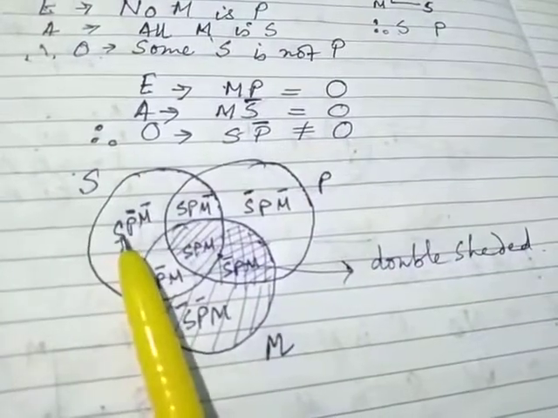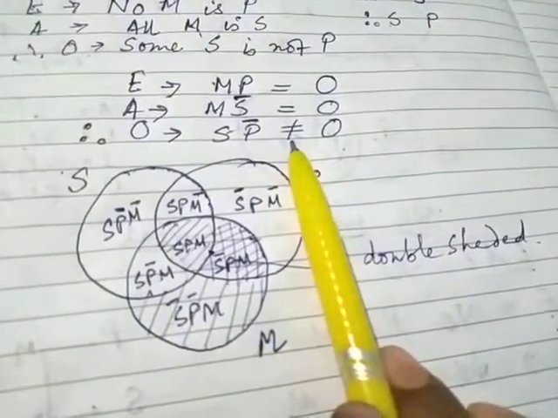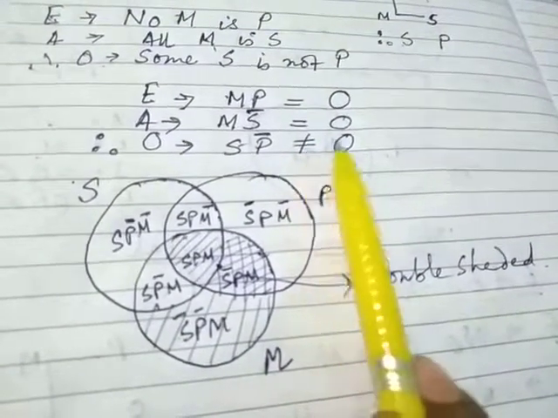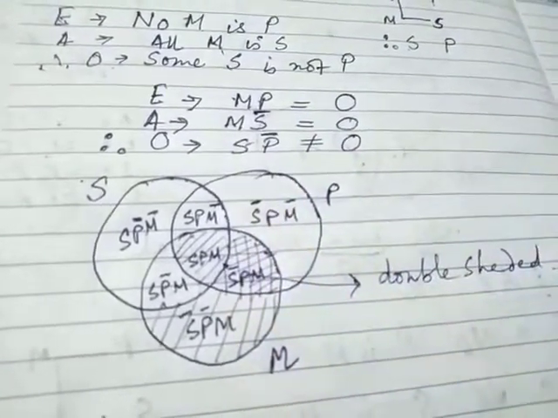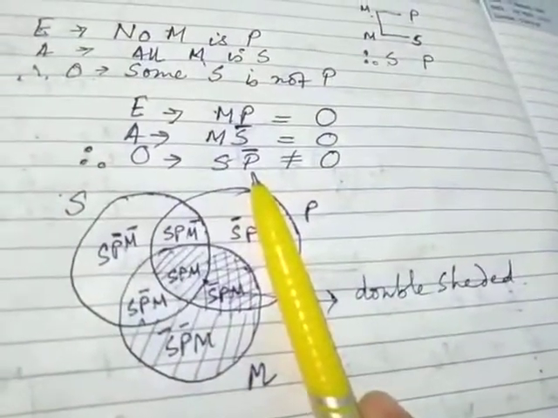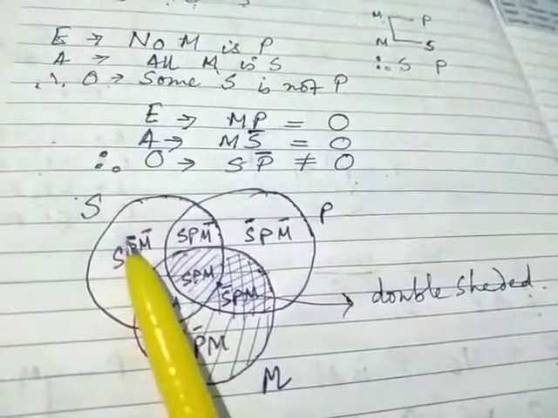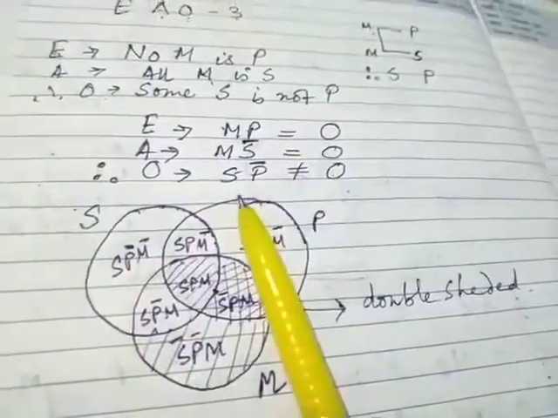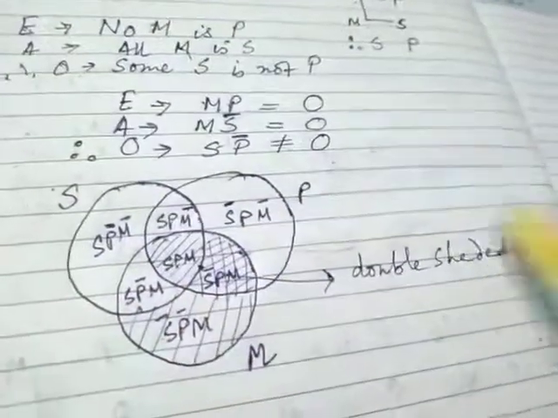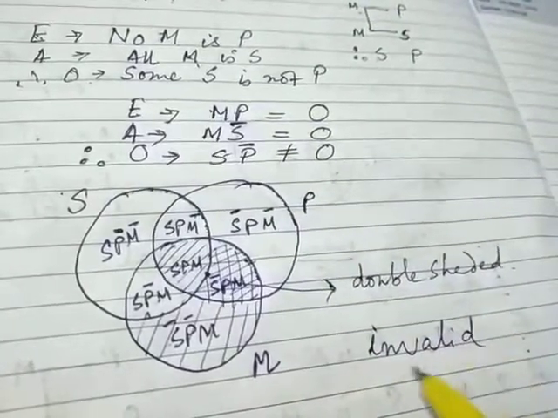Now the conclusion is S P bar. The S P bar section is this one and this one. And there is not equal to 0, and we know for not equal to 0 we put an X. But here I cannot put it, because we know that the conclusion should be automatically drawn. But here it is not drawn. It should be crossed there, but it is not drawn from the premises. As it is not drawn from the premises automatically, that means this one is invalid.